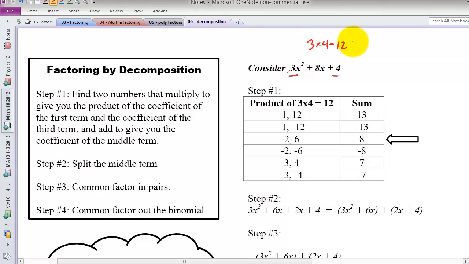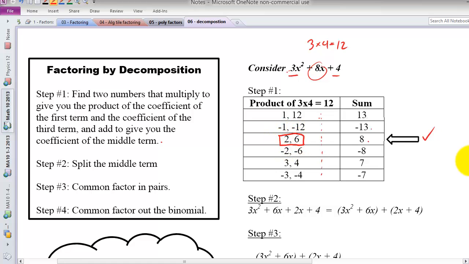So we want to find two numbers that when multiplied give 12. So I've made that list here. All those numbers when multiplied will give 12. And then we want to also find two numbers that add to give you the coefficient of the middle term. So the middle term is 8. So we add 1 and 12, we get 13. Negative 1, negative 12, negative 13. 2 and 6, we get 8. That's the one we're looking for. So that tells us these are the two numbers that we're going to use for factoring.